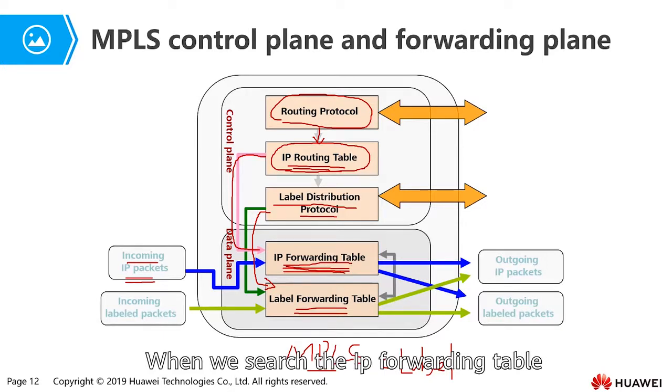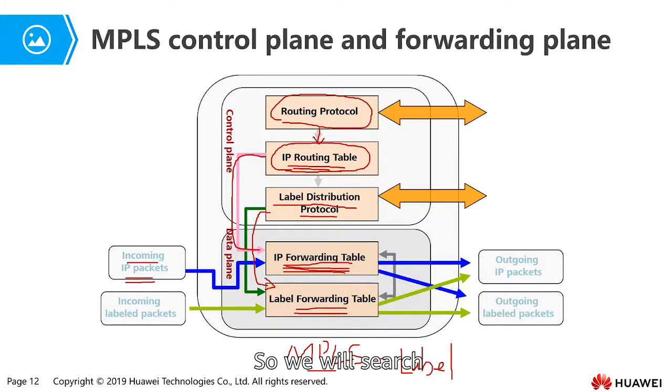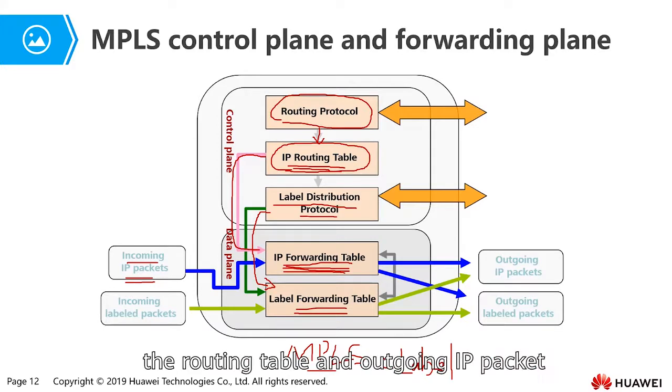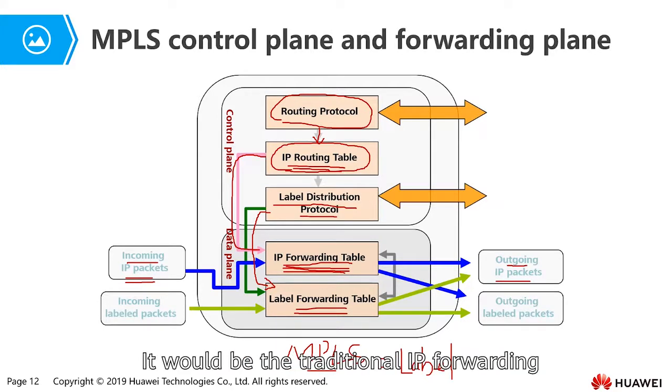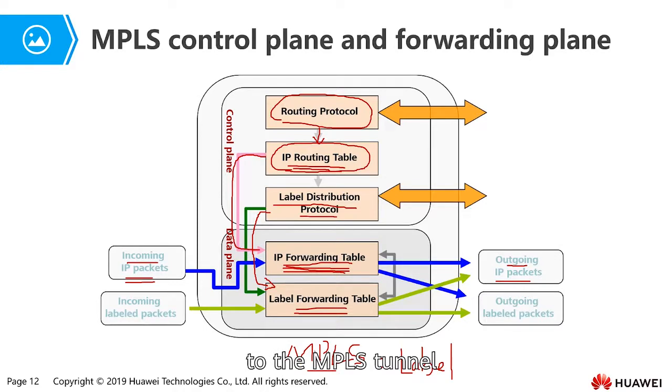When we search the IP forwarding table, there will be two situations. One situation is this IP packet doesn't need to go to the MPLS terminal. So we will search the routing table and send out the IP packet. It will be the traditional IP forwarding, because this packet doesn't need to go to the MPLS terminal.